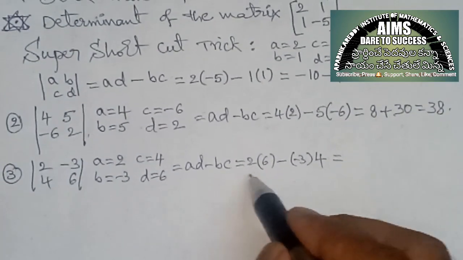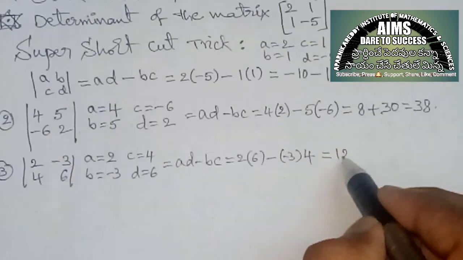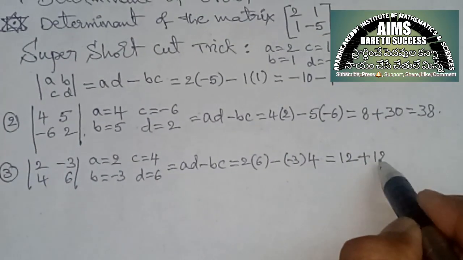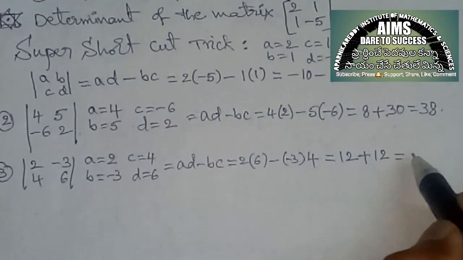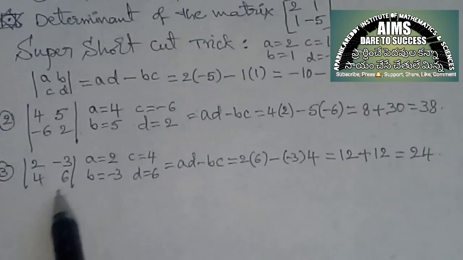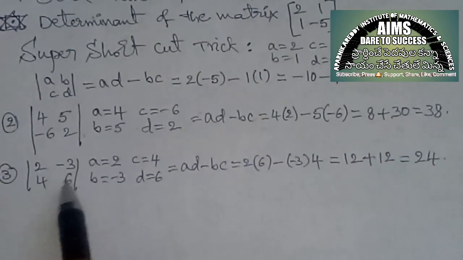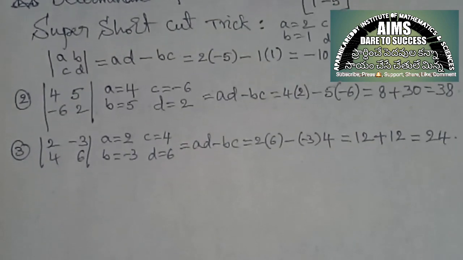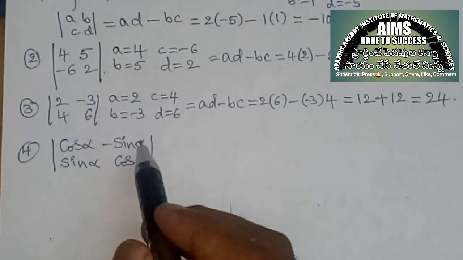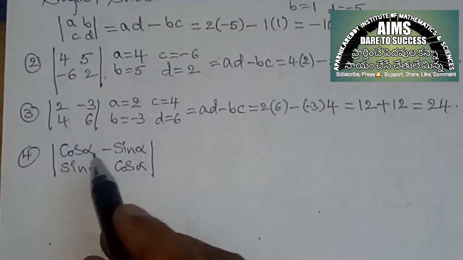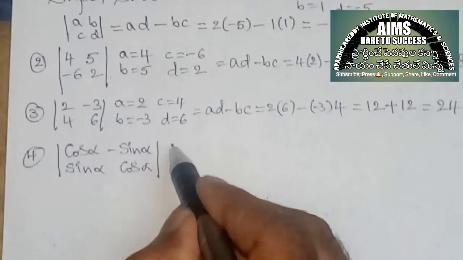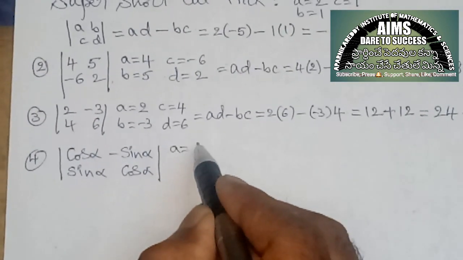Next, normal simplification. 2 6 are 12. Minus of minus plus, 4 3 are 12. 12 plus 12 is 24, which is the answer of det 2, minus 3, 4, 6. Next, one more example I wanted to explain to you. Determinant of cos alpha, minus sin alpha, sin alpha, cos alpha. Here I wanted to write the A, B, C, D values.